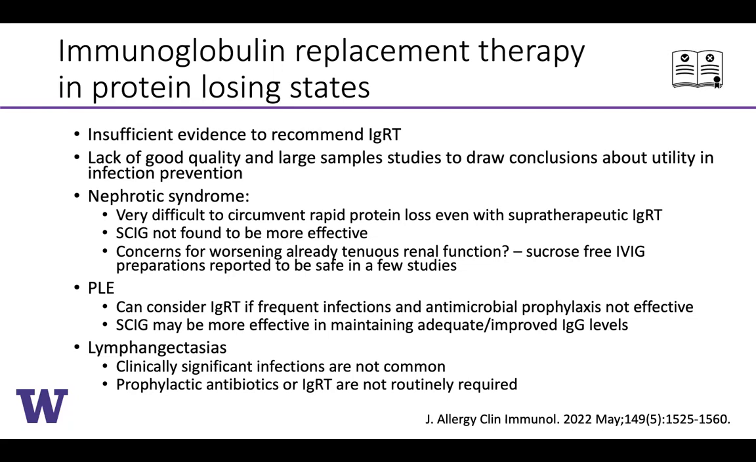With protein-losing enteropathy, the recommendation is that we can consider replacement if patients have frequent infections and have not done well with antimicrobial prophylaxis alone. In this setting, subcutaneous immunoglobulin replacement looks like it is more effective in maintaining adequate IgG levels. In lymphangiectasia specifically, the good news is that even though these patients have hypogammaglobulinemia and lymphopenia, clinically significant infections actually are not common. And so prophylactic antibiotics or immunoglobulin replacement is not routinely recommended.